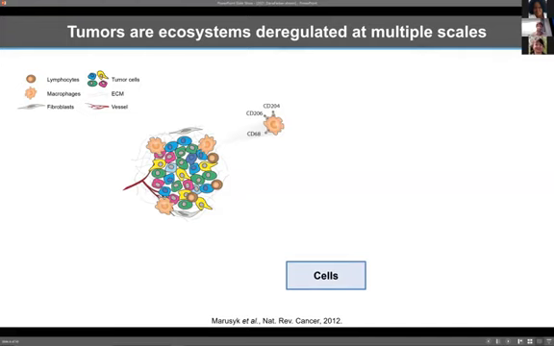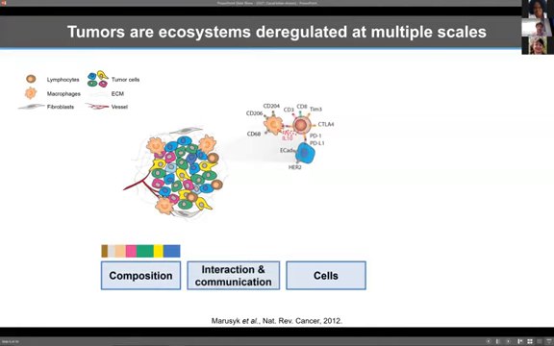So first, we want to comprehensively know which cell phenotypes are present. We want to know the overall composition of the cells. We want to know where the cells are actually located and with whom they interact and with whom they actually communicate. Then we would like to know how this actually affects cellular function. And for every cell, we also want to know which pathways and functions are deregulated.